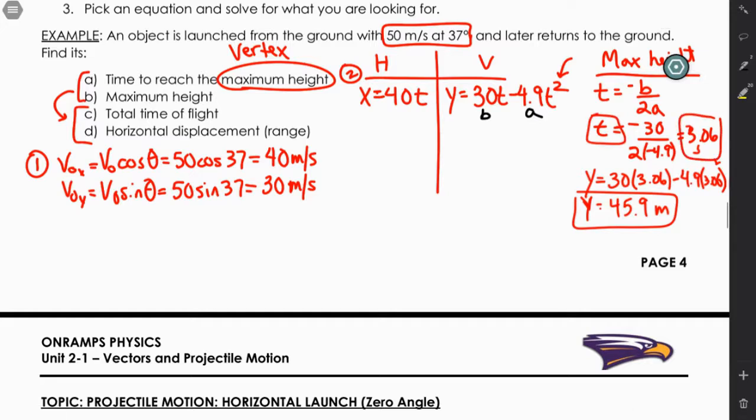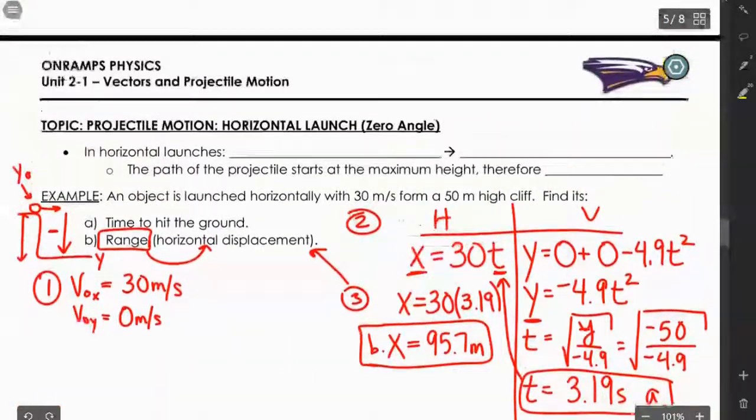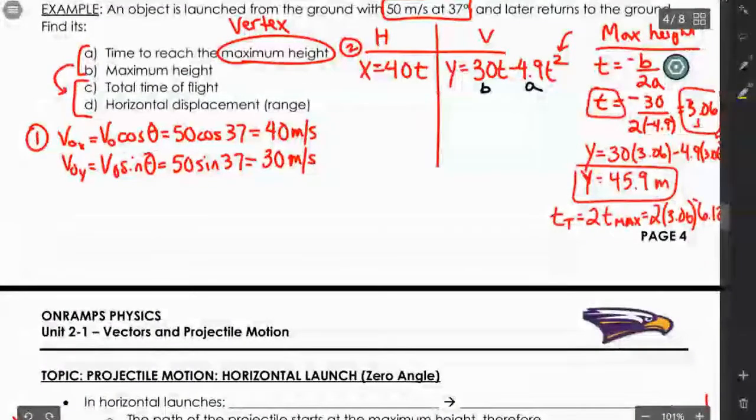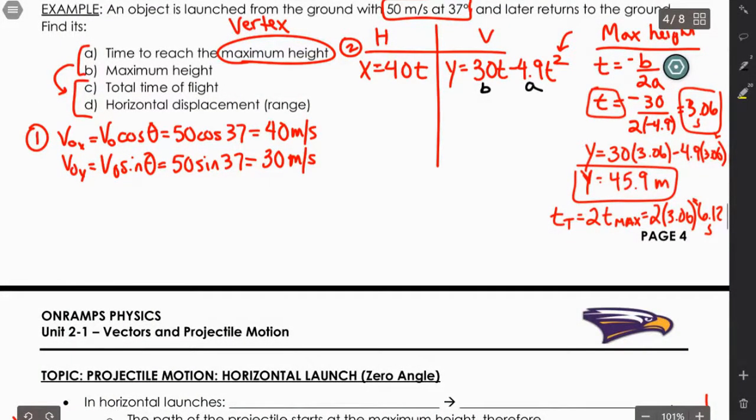Okay. Now C, when you do the problem this way, the total time is simply 2 times the max height time. So for us, it's going to be 2 times 3.06, which is 6.12 seconds. All right. And now the range, we can go back over to our other function, our x. Since we're looking for the total range, we're going to do 40 times 6.12. Then it's going to be a range of 244.8 meters. Okay.